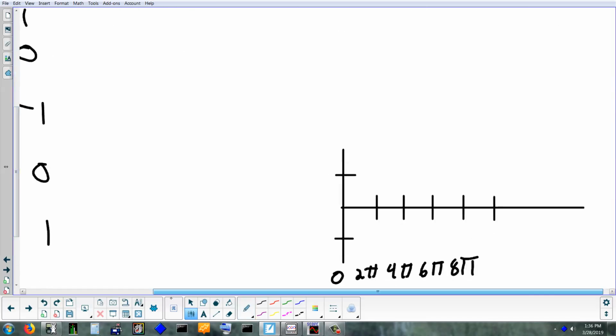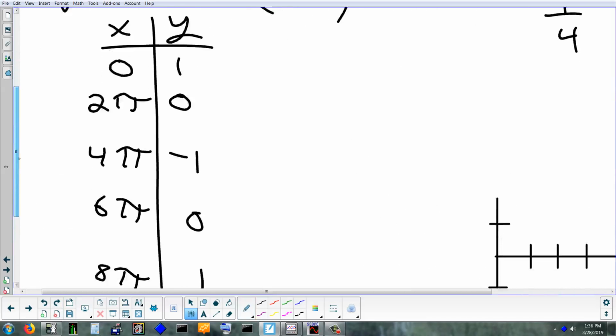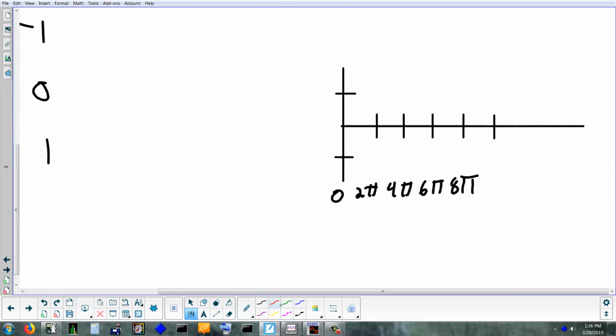So, let's see. Got 1, 0, negative 1, 0, 1. Now, when you look at that, you might think I forgot some labels. What labels didn't I put? Yeah? I didn't put my y's. That's okay. If you don't put labels, I'm always going to assume you're going by ones. That's what you always assume on my graph paper. You always go by ones if you don't put a label.